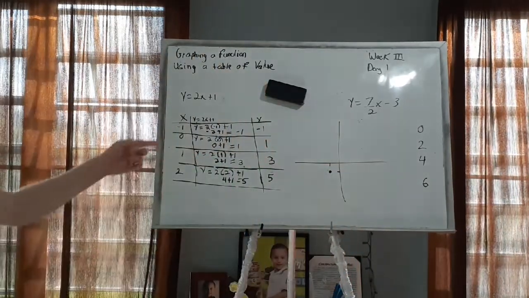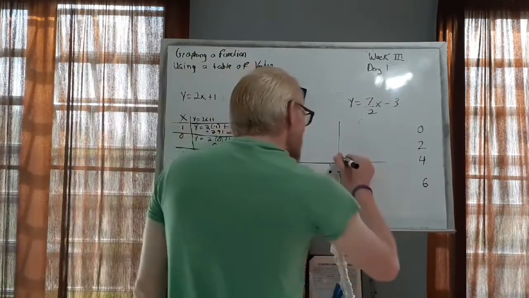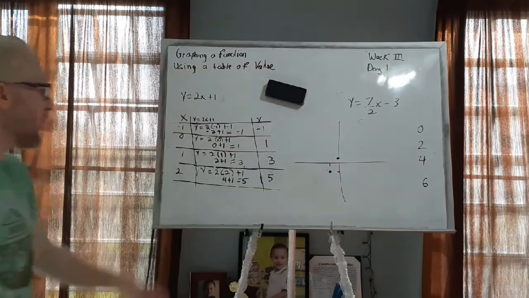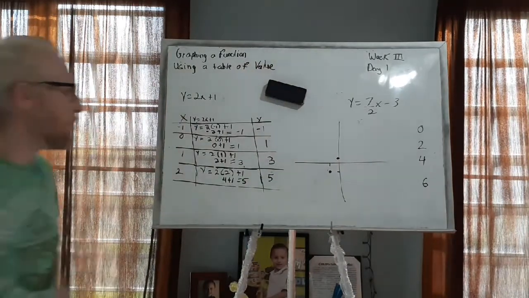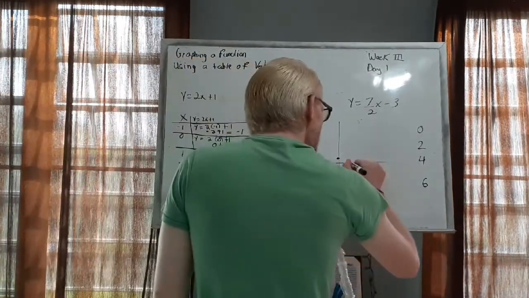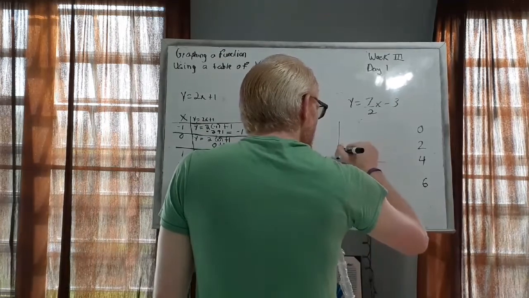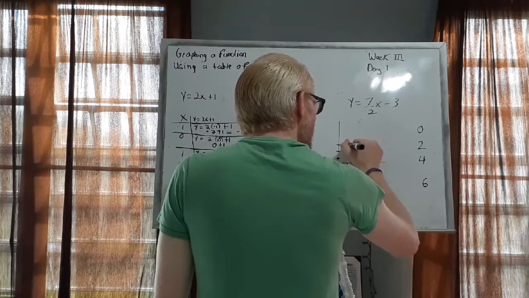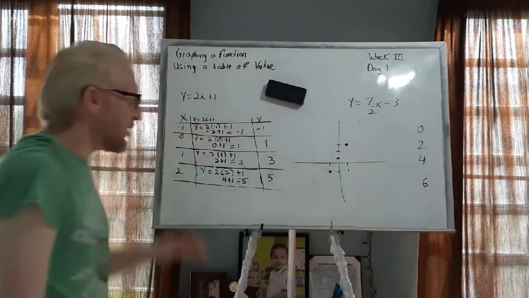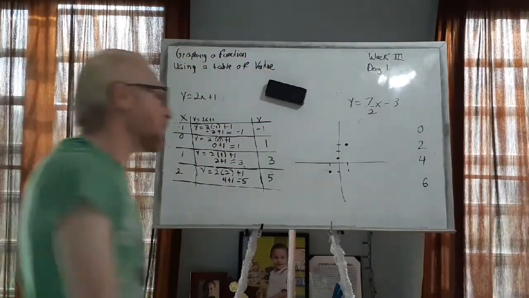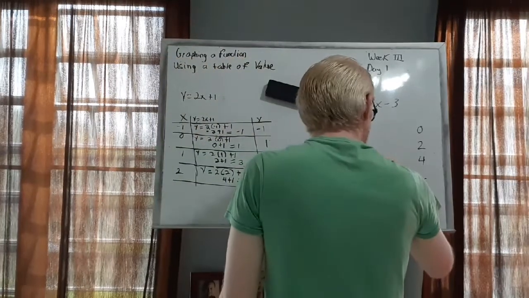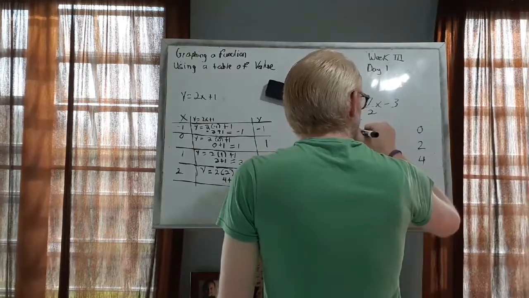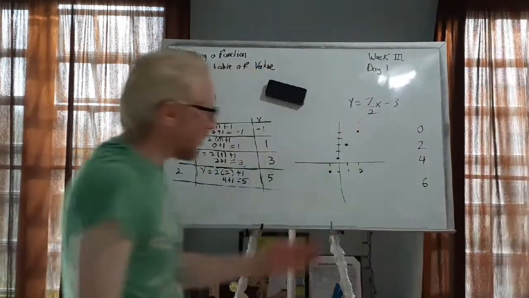And then I have 0 and positive 1. So 0 is here. Positive 1 is here, 0 and positive 1. And then positive 1 and 3. So that would be 1, and then 2, 3, 1 and 3. And my last ordered pair is 2 and 5. And that would be about here. And that's what my graph should look like.